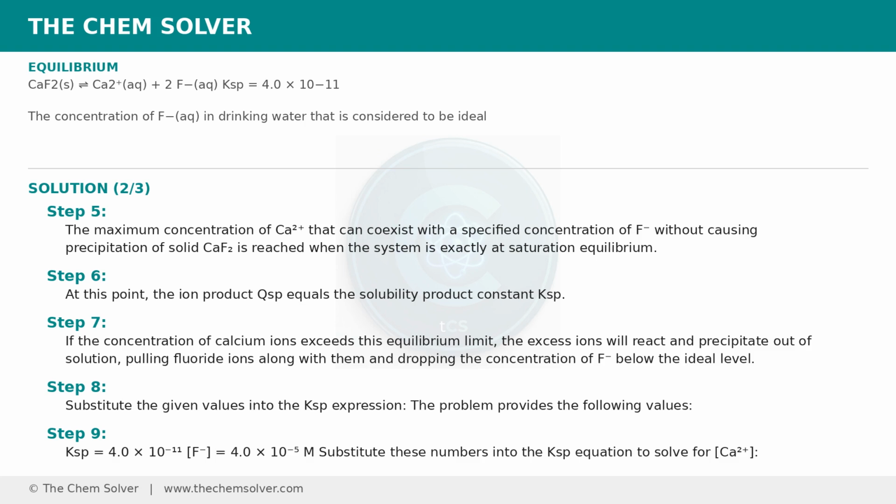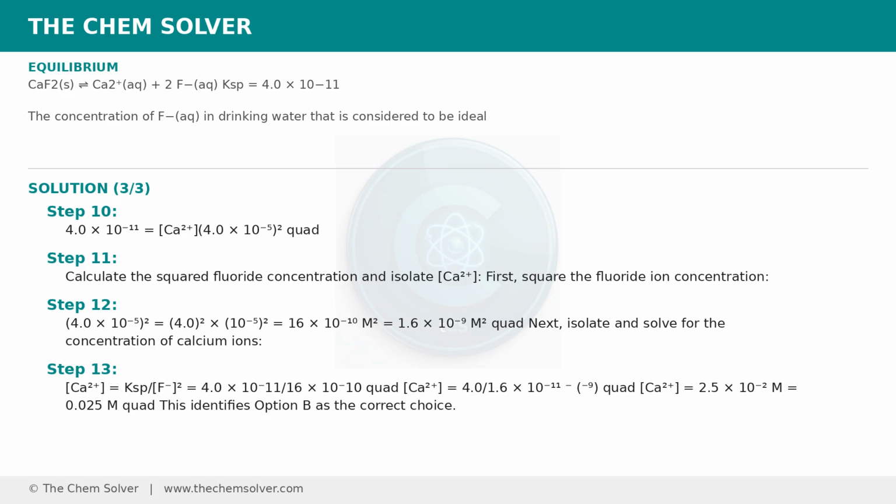Substitute the given values into the Ksp expression. The problem provides the following values. Ksp equals 4.0 times 10⁻¹¹. [F⁻] equals 4.0 times 10⁻⁵ molar. Substitute these numbers into the Ksp equation to solve for [Ca²⁺]: 4.0 times 10⁻¹¹ equals [Ca²⁺] times (4.0 times 10⁻⁵)².